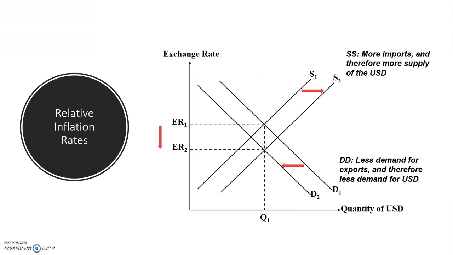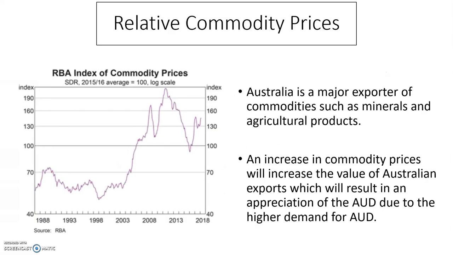From the graph above, we can see that the demand for the US dollar shifts left as there is less demand for US exports. And the supply of the US dollar shifts right as demand for imports goes up. This causes the US exchange rate to decrease.